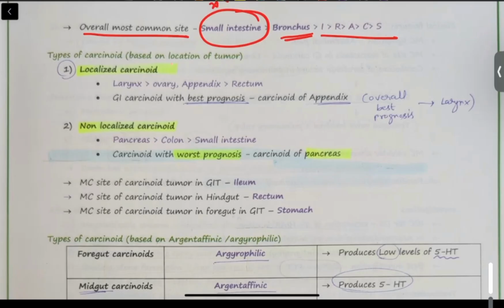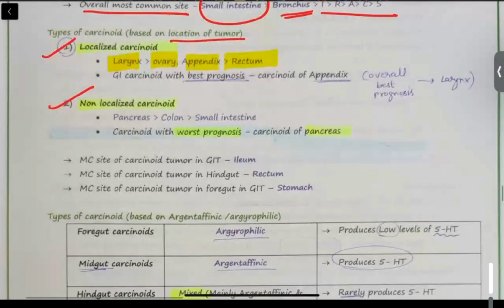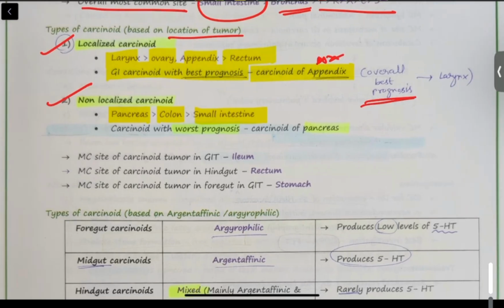Based on the location of the tumor, we have divided it as localized carcinoid tumor and non-localized carcinoid tumor. Localized carcinoid tumor can be localized to the larynx, ovary, appendix and rectum. In case of non-localized, pancreas, then colon, then small intestine. The GI carcinoid with the best prognosis is carcinoid of the appendix, because we can just remove it. But overall, the best prognosis is the larynx. In the gastrointestinal tract, the best prognosis is related to the appendix.